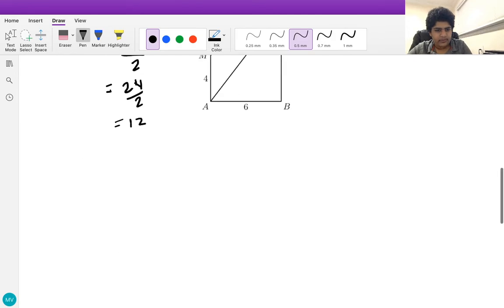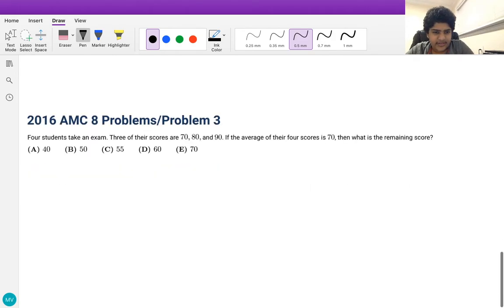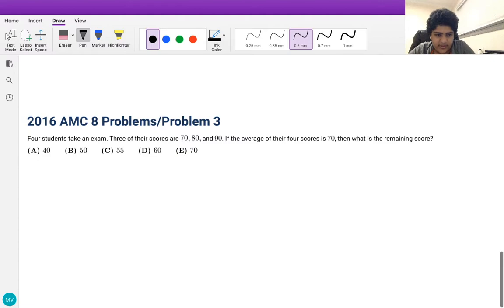Problem number 3. 4 students take an exam. 3 of their scores are 70, 80, and 90. If the average of their 4 scores is 70, then what is the remaining score? Now for this problem, we can do this in 2 separate ways.